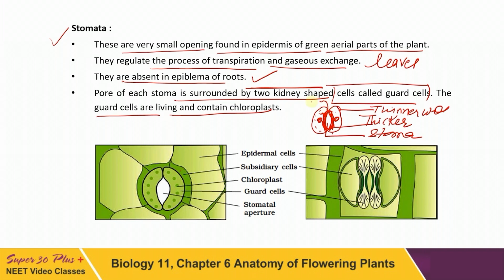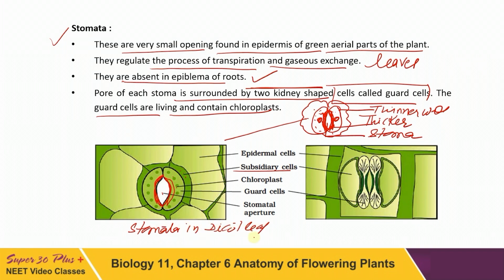These guard cells are surrounded by some slightly modified cells, known as subsidiary cells. In the case of a dicot, this is the guard cell. The inner cell wall of the guard cell is thicker, while the outer one is thinner. These are chloroplasts, and this is the stomatal aperture. Near these guard cells, some of the epidermal cells are also modified, known as subsidiary cells. So this is the stomata in a dicot leaf.